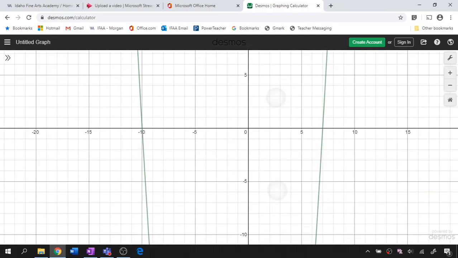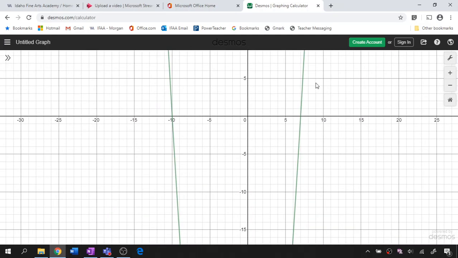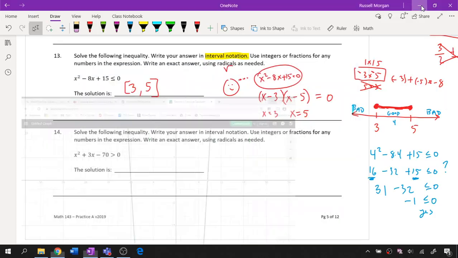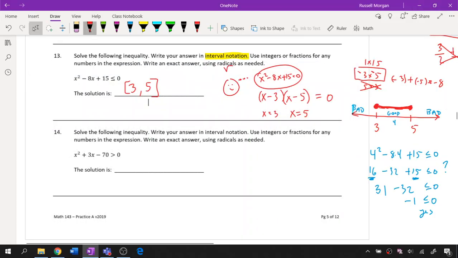My parabola, actually I'm zooming out, my parabola looks huge. I can't even see how far down it goes. It goes way down there and then comes back up. But it looks like it crosses at, what is that, 7? And it crosses at negative 10. So if I were to just draw a rough sketch of this over here, it crossed at 7 and it crossed at negative 10. And it went way down here or something crazy.